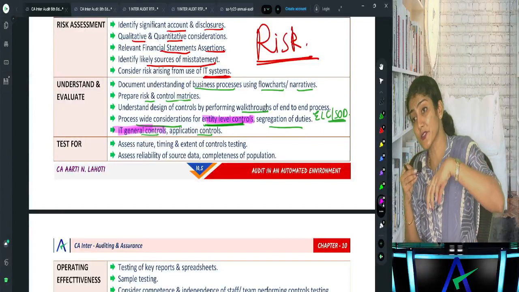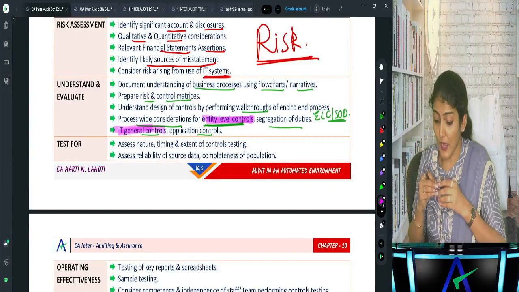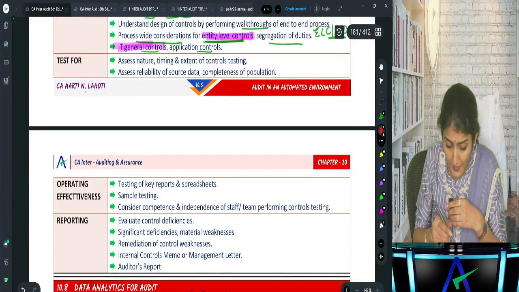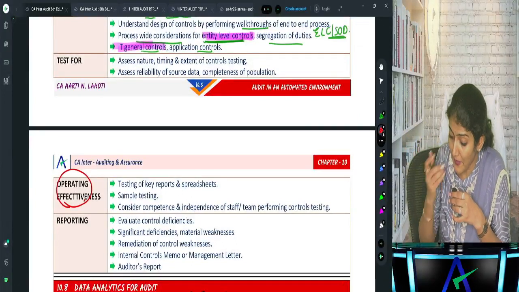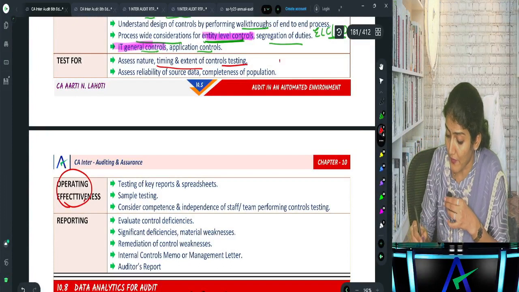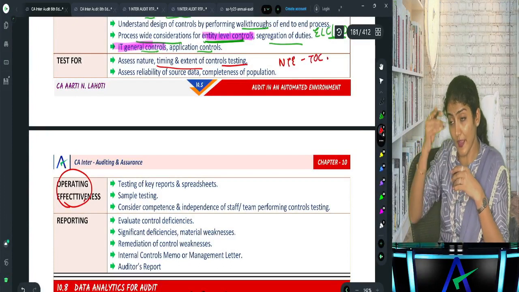Now have you understood the controls? Yes. Now what you will do, you will test the operating effectiveness of those controls. So operating effectiveness means now you're talking about the TOC. So nature, timing, and extent of the TOC.